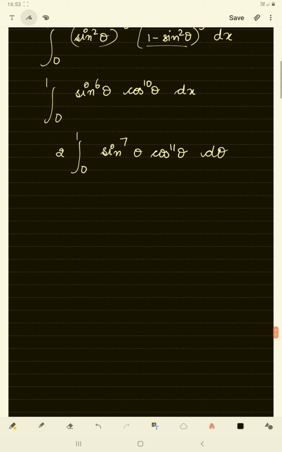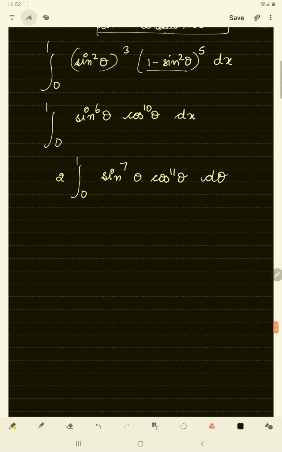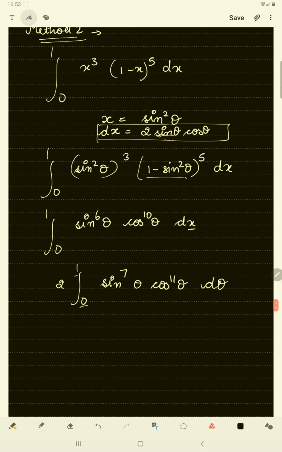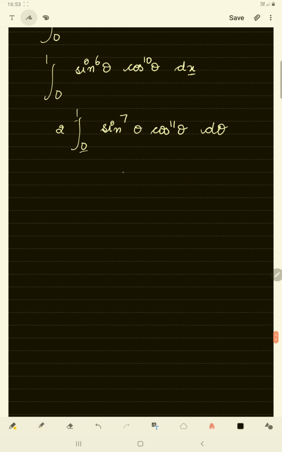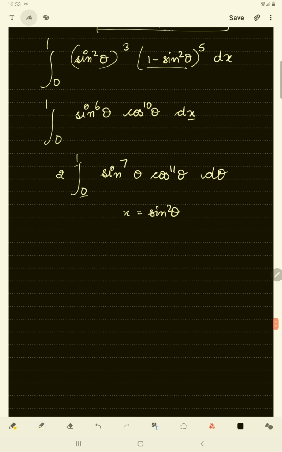No, we can actually solve this directly by using the gamma property. Now we have limits 0 to 1 over here, but these limits are defined for x. We need to define the limits for theta, and when we do, you'll observe that you get the same pattern to apply the gamma function, because we have x from 0 to 1. So we have x equals sine square theta. Since we have changed the variable, the limits would also change.